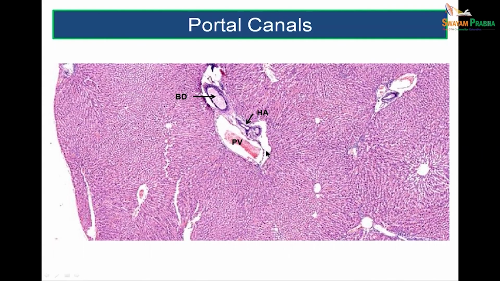And you see this space here. So this is the space of Mall, which is the space around the vessels in the connective tissue lining the portal triads.